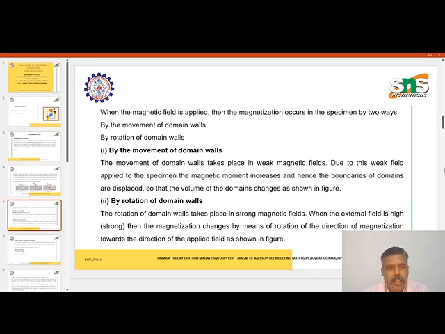Due to the weak magnetic field applied to the specimen, the magnetic moment increases and hence the boundaries of the domains are displaced, so that the volume of the domains changes, as shown in the figure. Then the rotation of the domain is the second process. The rotation takes place in a strong magnetic field. When the external field is high, the magnetization changes by rotation of the direction of magnetization towards the direction of the applied field. It is also shown in the figure.